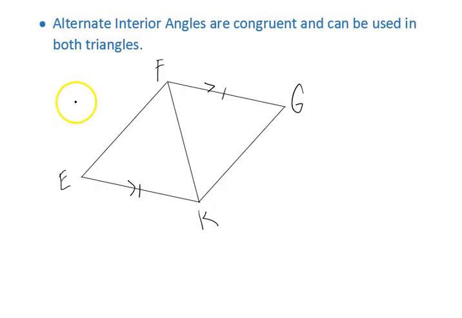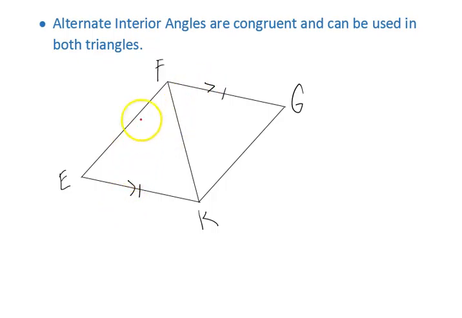A third piece of information that can be helpful is alternate interior angles. Those are congruent and they can be used in both triangles. This is a situation where that comes up. The first thing you want to do is realize what is parallel. FG has that little arrow mark and EK has the little arrow mark. That means that those two lines are parallel.